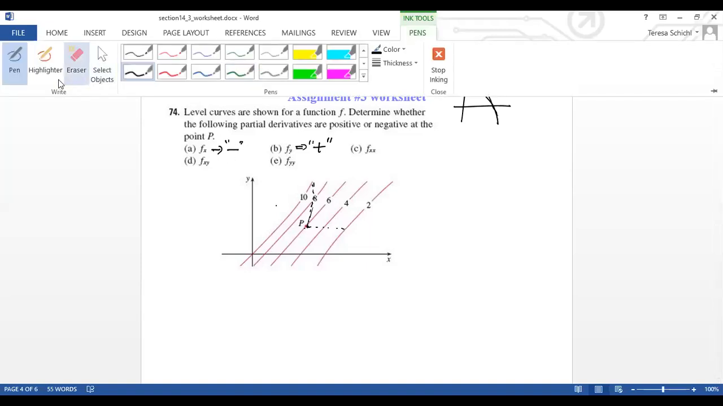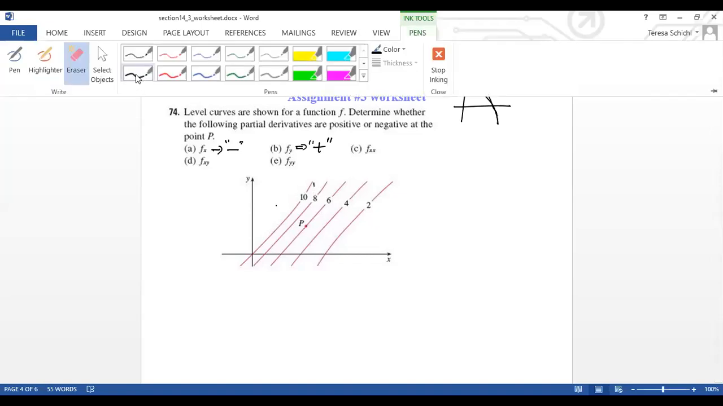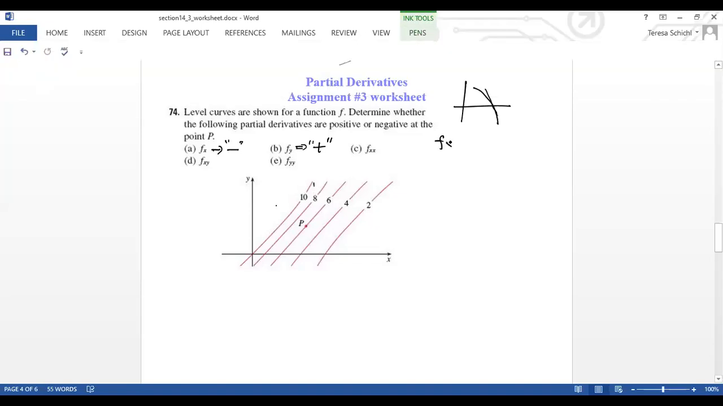Okay, so now this is what I was talking about, f of xx here. If you take a look at f of xx, that really is the rate of change of f of x. So now let's see how fast that rate of change is.